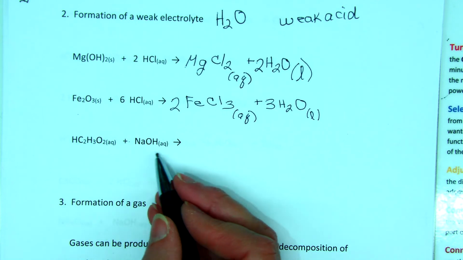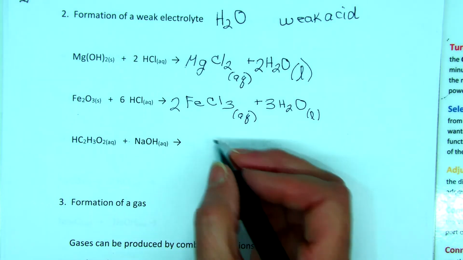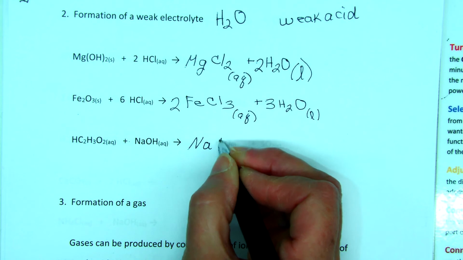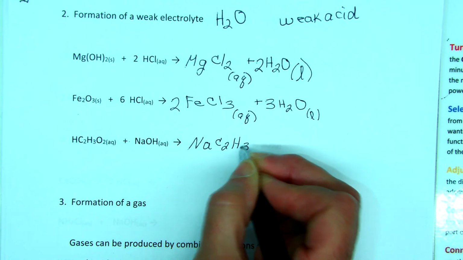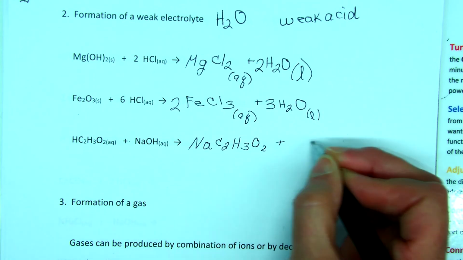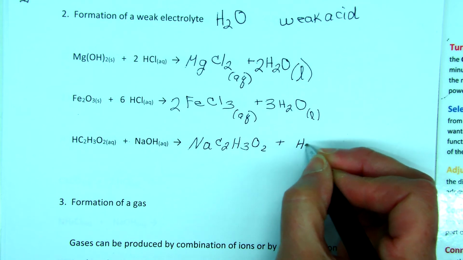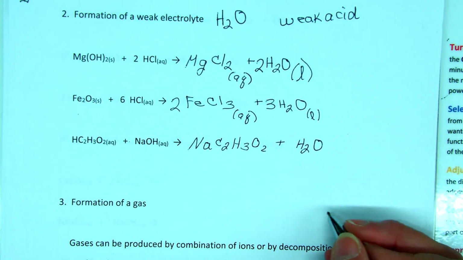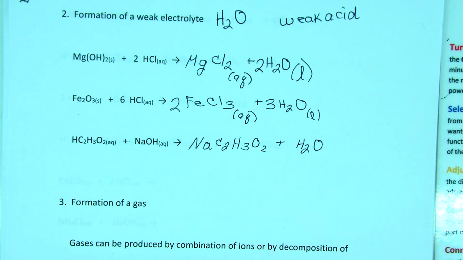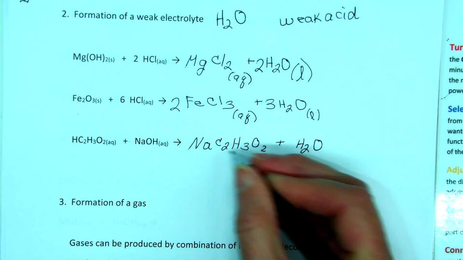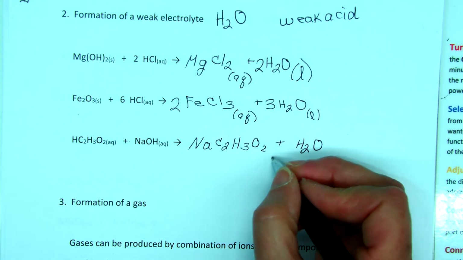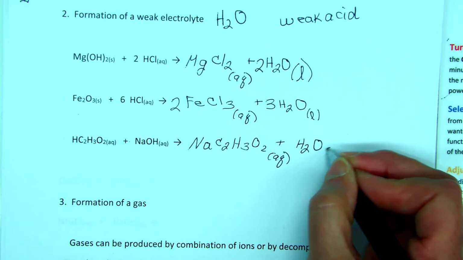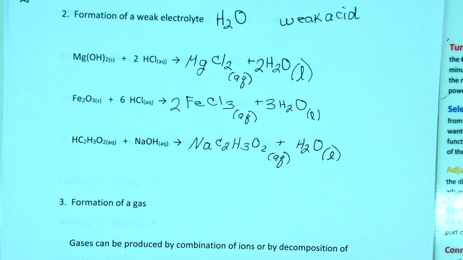Acetic acid plus sodium hydroxide. Trade partners at the dance. I make sodium acetate, NaC2H3O2, plus water, H2O. Now we check and everything is already balanced. It's 1-to-1 stoichiometry. Sodium and acetate are both on the soluble list, so these become aqueous and water is a liquid. So in each case, I made water, a weak electrolyte, and that is a driving force to say that real chemistry has taken place.